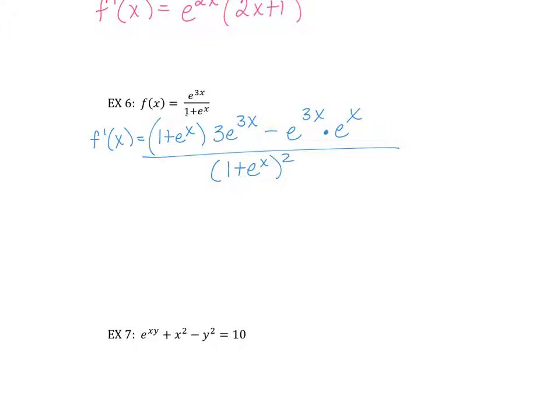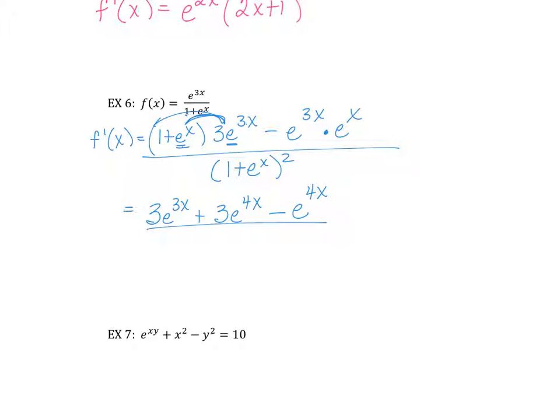Don't you dare cancel. Okay, this and this, don't do that. You can't do that because of a minus. Now again, at this point they're going to clean up the answer, so let's do a little distributing on the top. I would have 3e to the 3x plus, remember when you multiply things with the same base, you add the exponents. So I would have 3e to the 4x, since x plus 3x is 4x, minus, and in the same way, this would be e to the 4x.